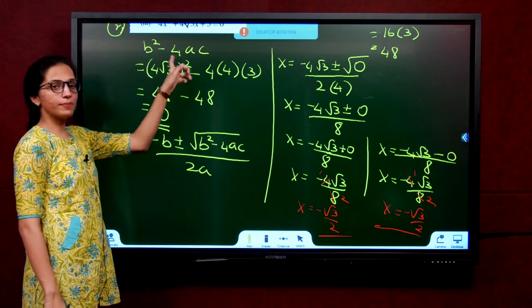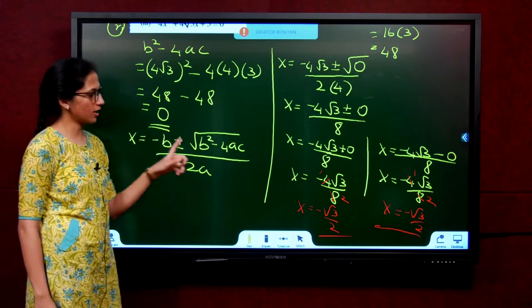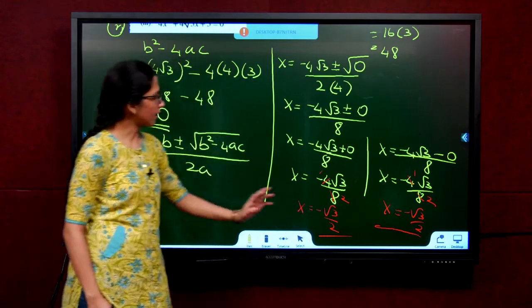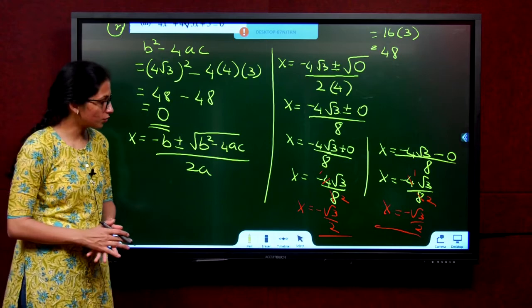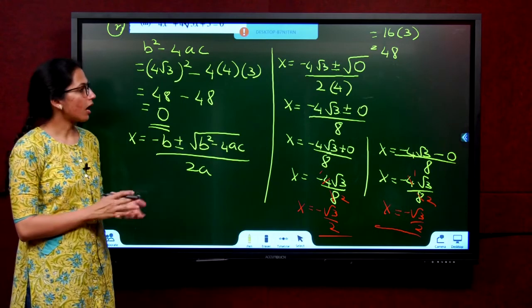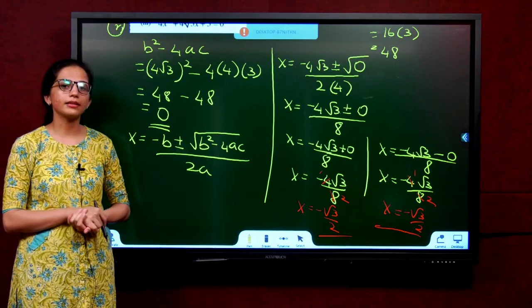As you remember, when b square minus 4ac is 0, the roots are equal. We got equal roots. The answer is minus root 3 by 2 and minus root 3 by 2 are the roots of the given quadratic equation.